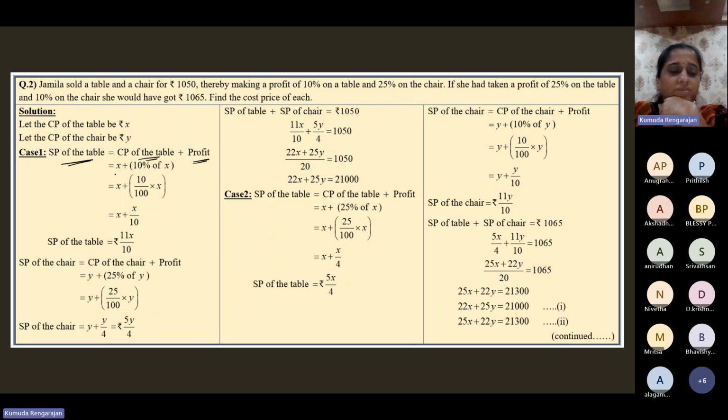So what's the CP of the table? X. How will you find the profit? We saw that in the earlier question. Profit is whatever percentage on the cost price. So this is the selling price, this is the cost price, and profit is 10% on the table. So 10% of X is the profit. 10% means 10 by 100, of is into, and the cost price is X. So X plus X by 10, because 0 and 0 get cancelled. X by 10. So the selling price is, on taking the LCM, 11X by 10.